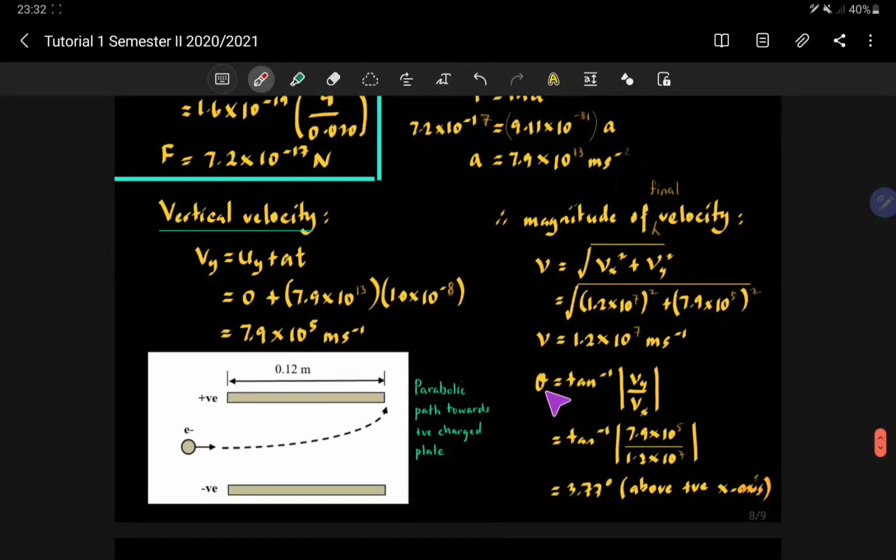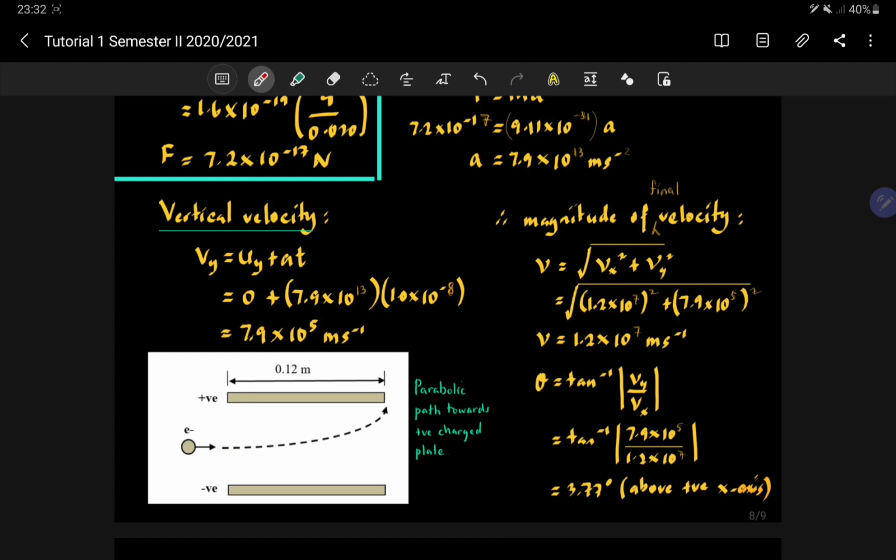Now how do we calculate the angle or direction? Using tan theta equals vy over vx, or theta equals arctan of vy over vx. Substitute vy and vx calculated before, and then you will get theta equals 3.77 degrees. Where is it? Above the positive x-axis.